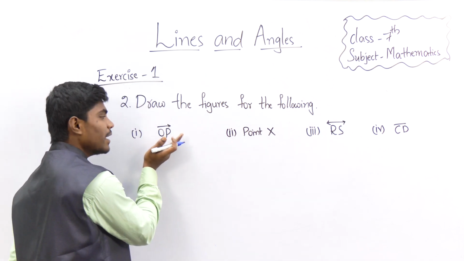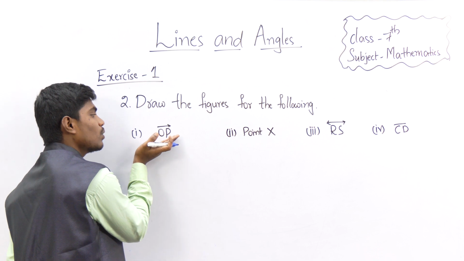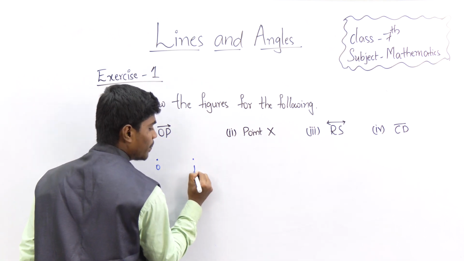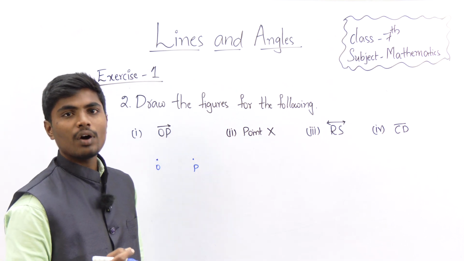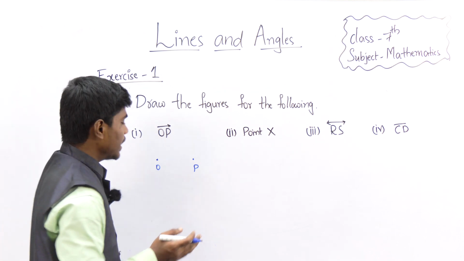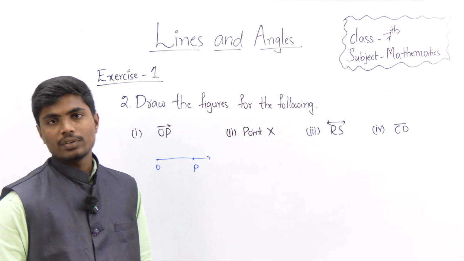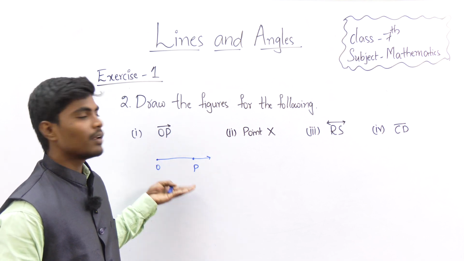So this is a ray. We have to draw a ray with points O and P. We have two points, O and P, and we have to draw a ray, which means it should have only one fixed end. Here O is the fixed end, the other is continuous. Okay, this is the ray. This is the figure for the first problem.